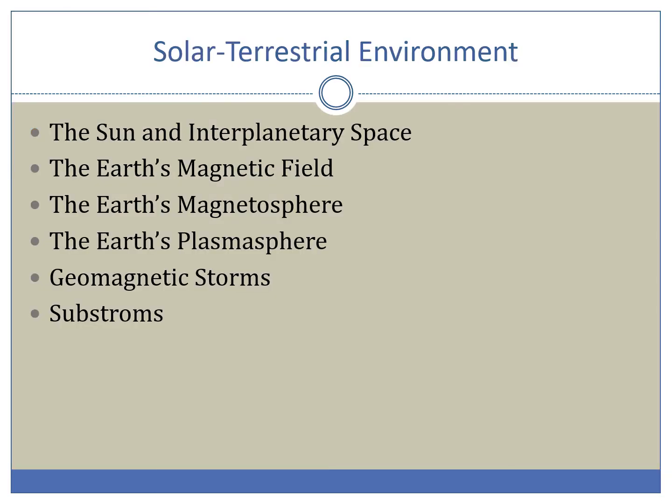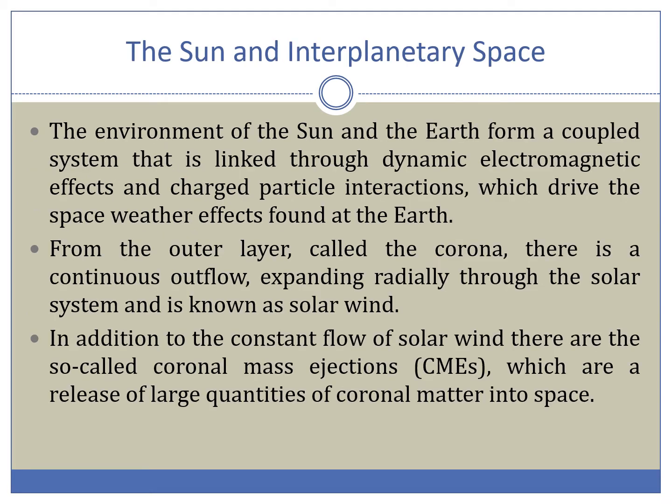In the solar terrestrial environment, we will study the Sun and interplanetary space, the Earth's magnetic field, the Earth's magnetosphere, the Earth's plasmasphere, geomagnetic storms, and substorms. The environment of the Sun and the Earth form a coupled system that is linked through dynamic electromagnetic effects and charged particle interaction, which drive the space weather effects found at the Earth.